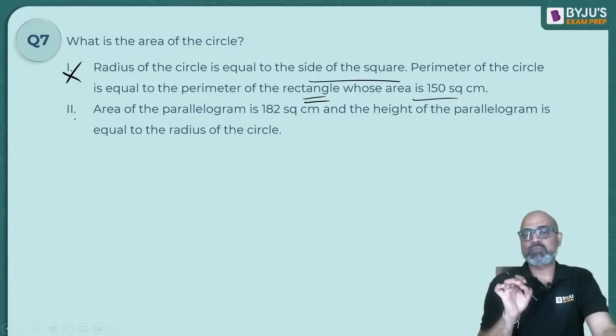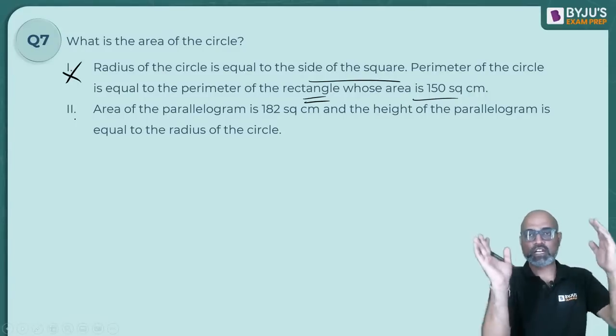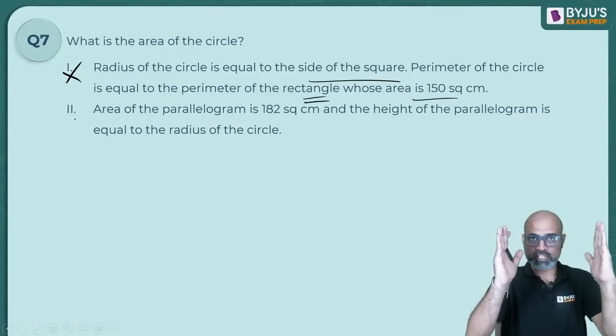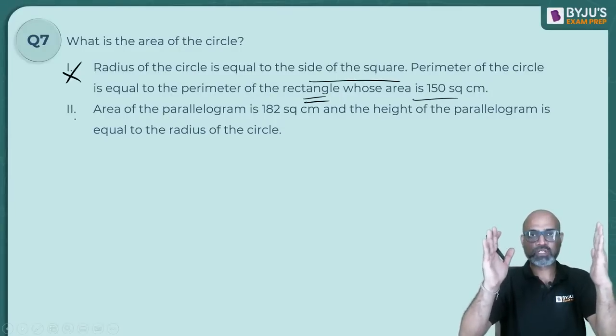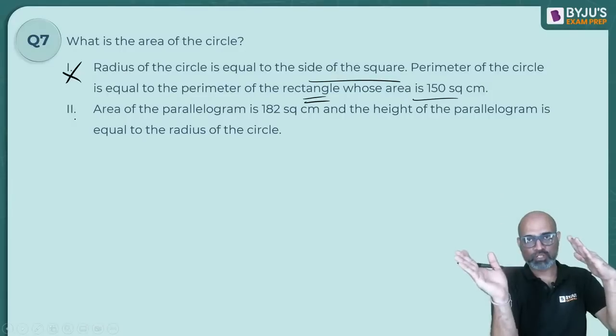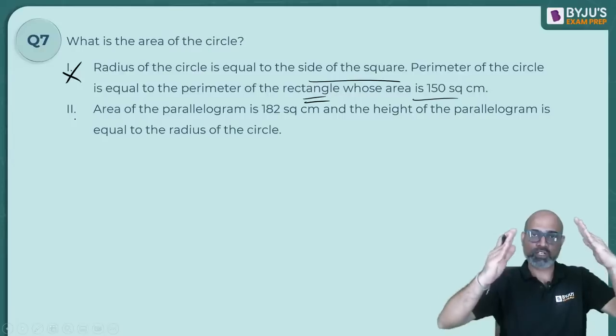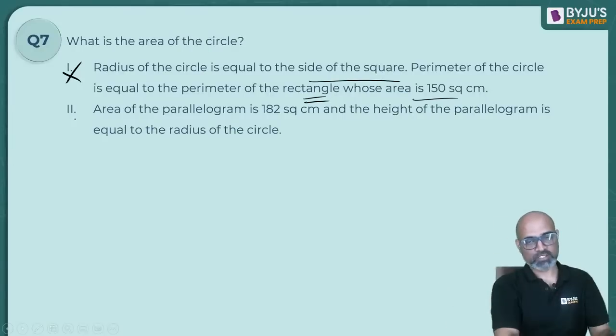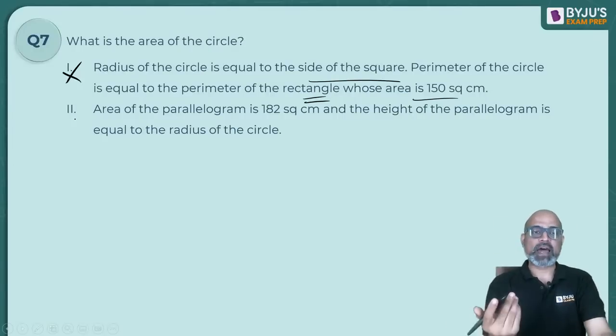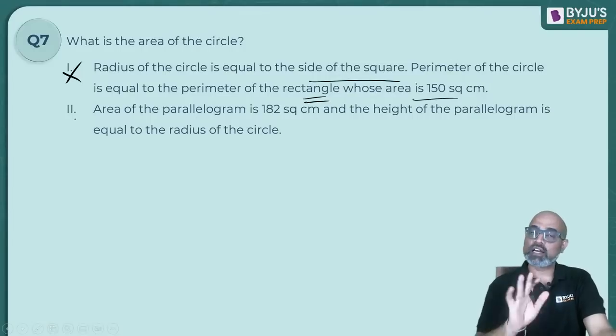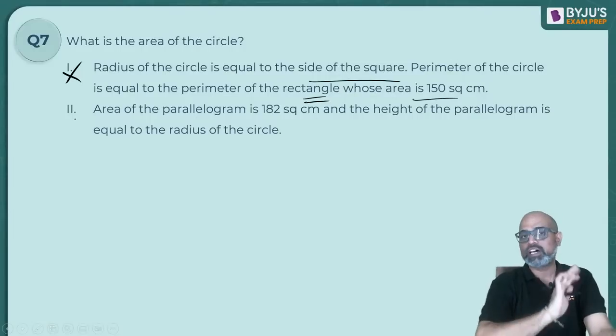Area of the parallelogram is 182 square centimeter. Now parallelogram is something which is like slant. एक box है, carton, Amazon carton, brown color, उस पे बैठ जाओ, वो parallelogram हो जाता है, ऐसे हो जाता है. Unless and until you're not Yokozuna की ऐसे हो जाए, but parallelogram is this, right? And the height of the parallelogram is equal to the radius of the circle.